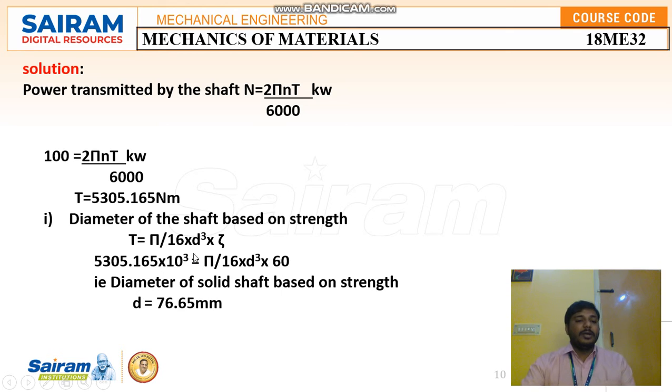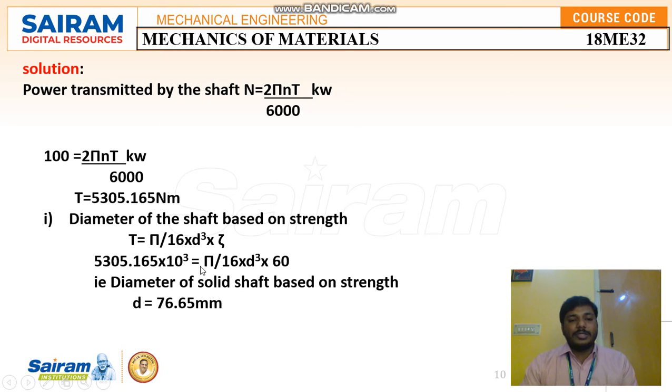cube into tau. Now I'm going to write that in Newton meter; I'm going to write it in millimeter. 5305.16 into 10 to the power of 3 will be equal to pi by 16 into d cube into tau. Tau is the shear stress they have given, 60 Newton per mm square. Now I'm going to cross multiply this and take the d cube outside.